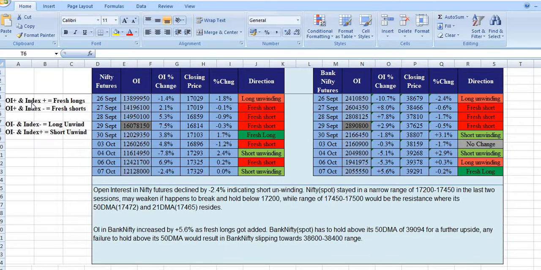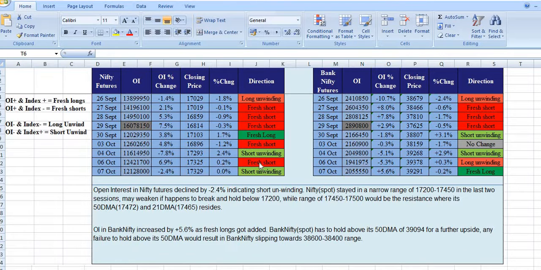But in some scenarios, the index may close flat, or marginally up or down. In this scenario, we just have to check the intraday trade, how the trade happened for the day. Based on that, we can say whether it is long or short. Like the scenario that happened this week, it happened two times. Take the data of 6th October. The open interest was up by nearly 7 percent, but the index also moved up by 0.2 percent.